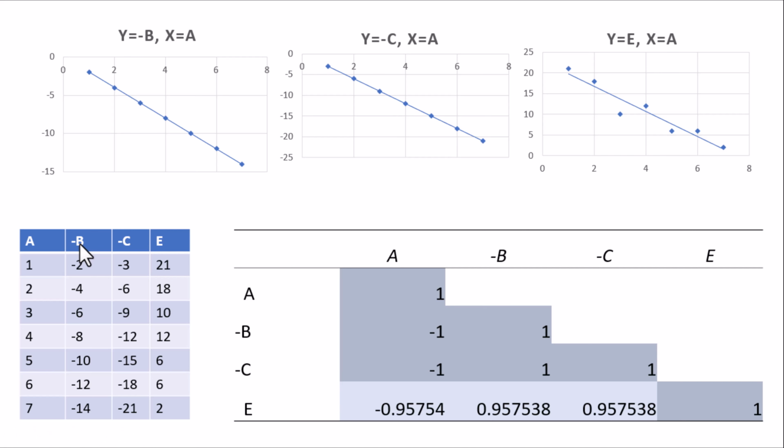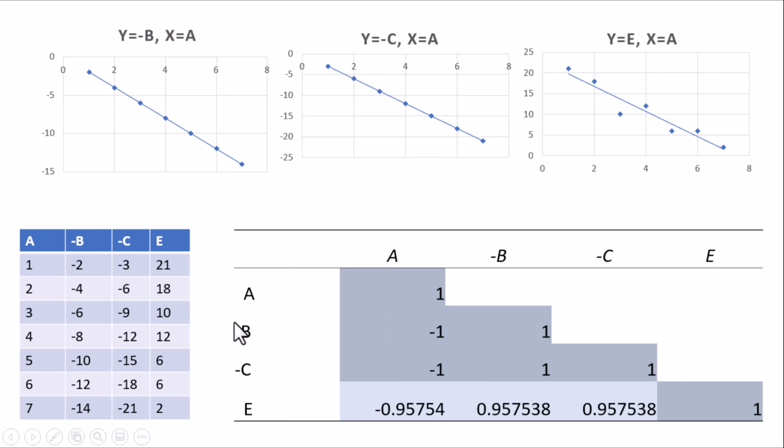No, because any data set with itself, when you find the correlation, it is always 1. So that's why when you have -b against -b, you have 1. -c against -c, you have 1. E against E, you have 1. A against A, you have 1.